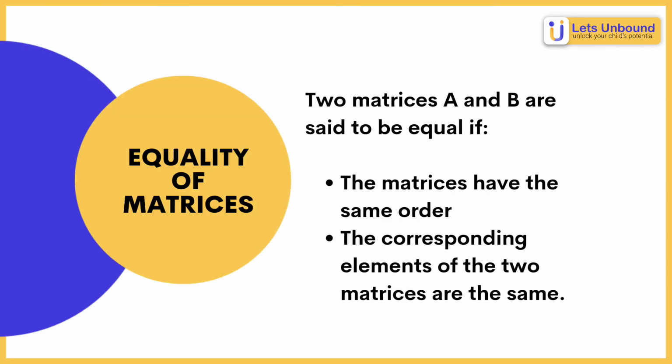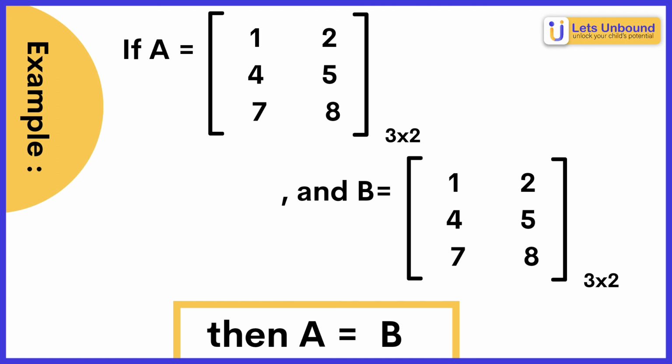Now let's discuss what is equality of matrices, which is a very important topic in matrices. What happens if you want two matrices to be equal? There are two conditions. The matrices should have the same order, and the elements of those same-ordered matrices should also be the same. Like in this example, you can see that matrix A is equal to matrix B, and not only is the order of the matrices the same, but the elements of the matrices are also the same. Hence A and B are equal matrices.